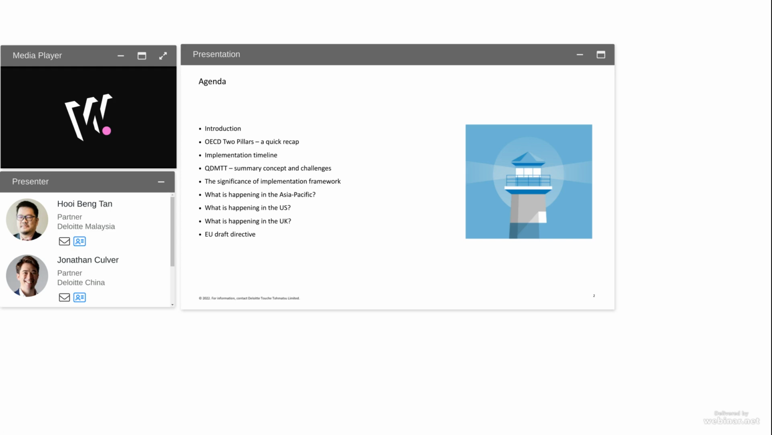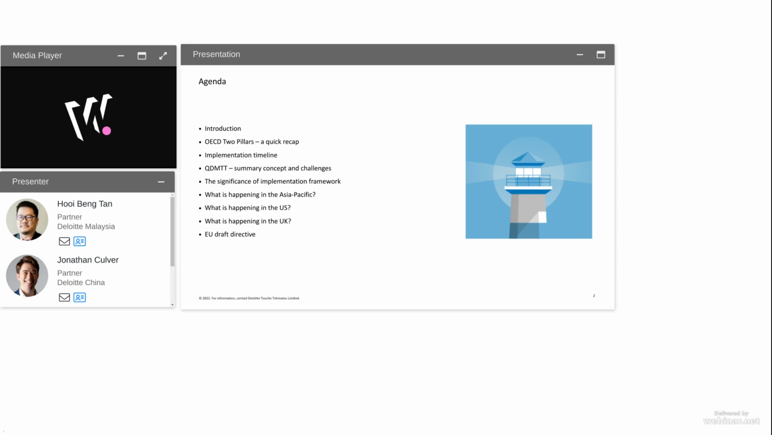Amelia will do a quick recap on OECD 2 pillars, OECD's implementation timeline, which we know is extremely ambitious, right? And John will share with us the summary concept and challenges in respect of qualified domestic minimum tax, a very important feature of Pillar 2 as well.